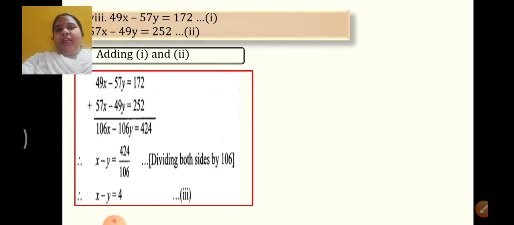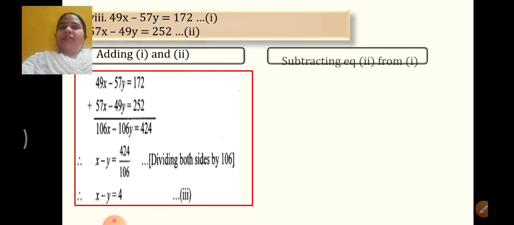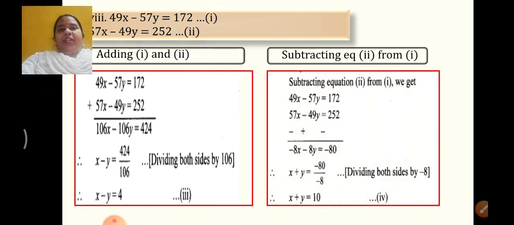I have added it. Second part was subtraction. So we are going to subtract equation 2 from 1. So let us see that. Change the sign. When I subtract minus 57 plus 49. Yes. So 57 minus 49 is 8. Since this is a greater number 57 with a minus sign, it will be minus 8. Same thing here. Minus 57 plus 49. Again minus 8y. 172 minus 252. Again greater number is having minus sign. So minus 80. So everywhere you can see minus 8 and minus 8 common.